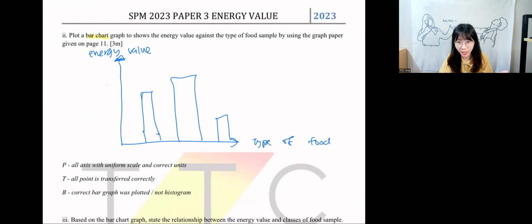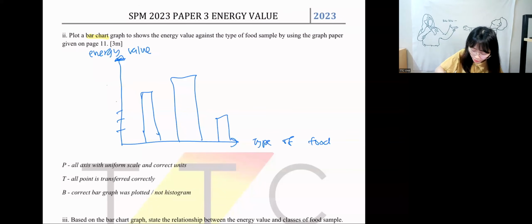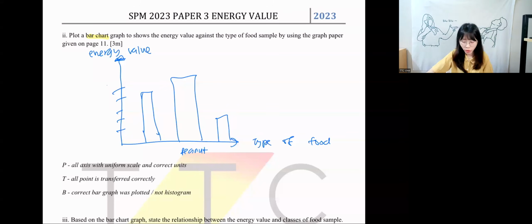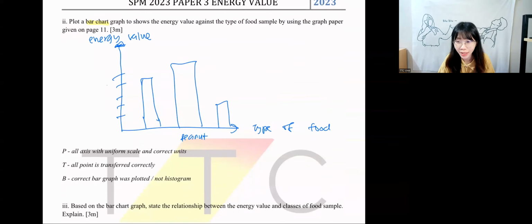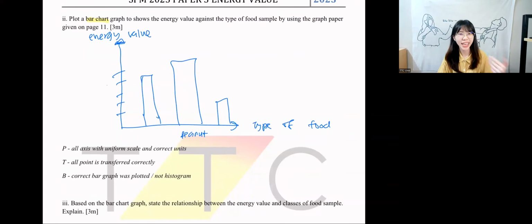So this is how you draw a bar chart. Energy value, type of food, and then you have numbers over here. You have labels, maybe this is a peanut, dry bread, whatever. You have to label it. So this is your number. So you all know how to draw a graph, right? Not very hard to draw a bar chart. It does not require a skill to do this.